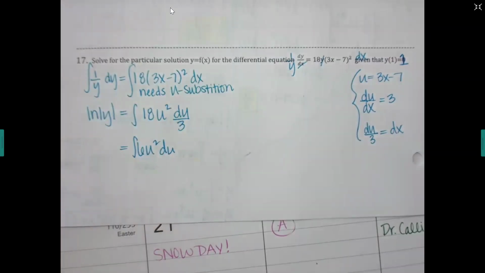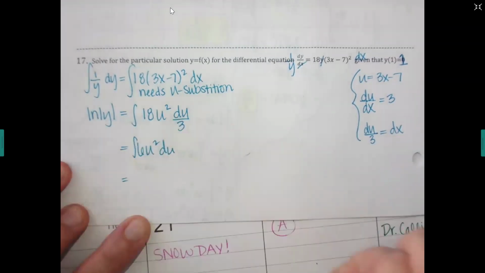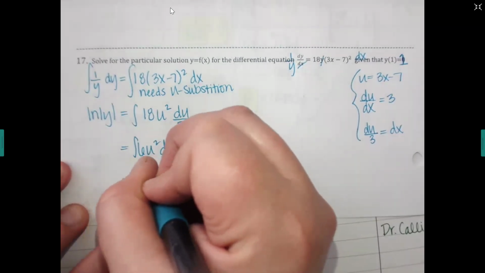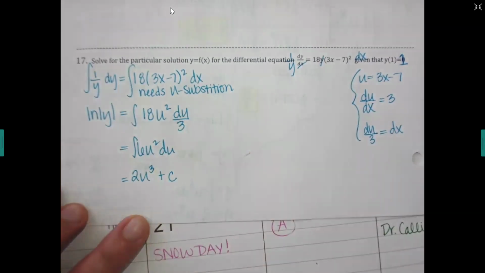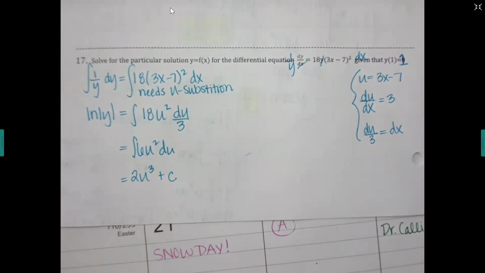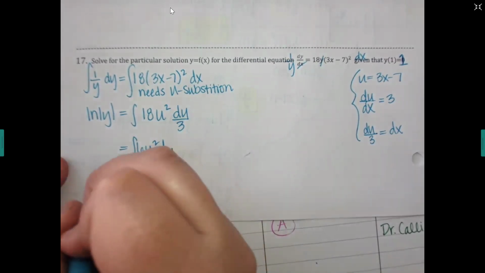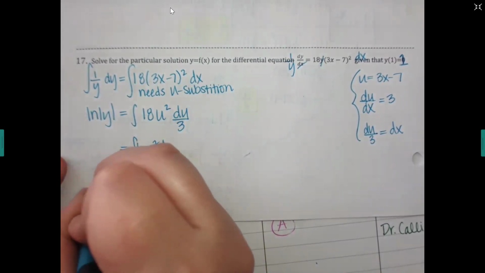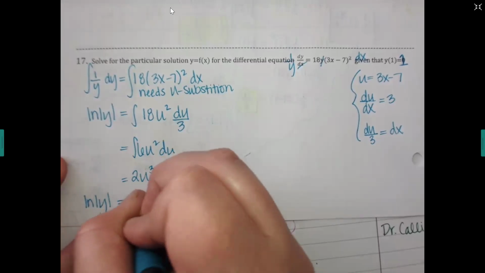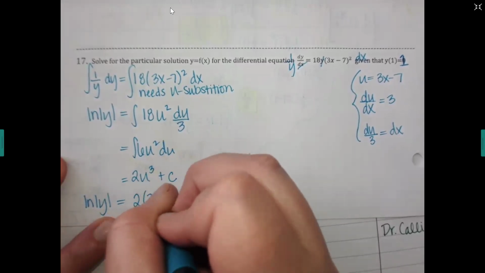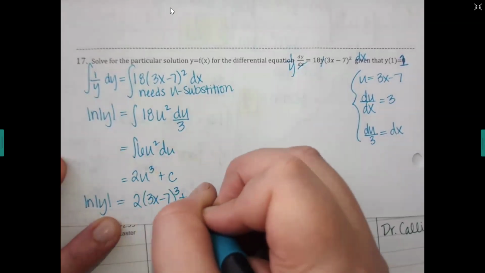What's the antiderivative of 6u squared? 2u cubed plus c. And then remember, since I don't have endpoints, I'm going to take my original u stuff, pop it back into that spot. So I have the ln of y is equal to 2 times (3x minus 7) cubed plus c.